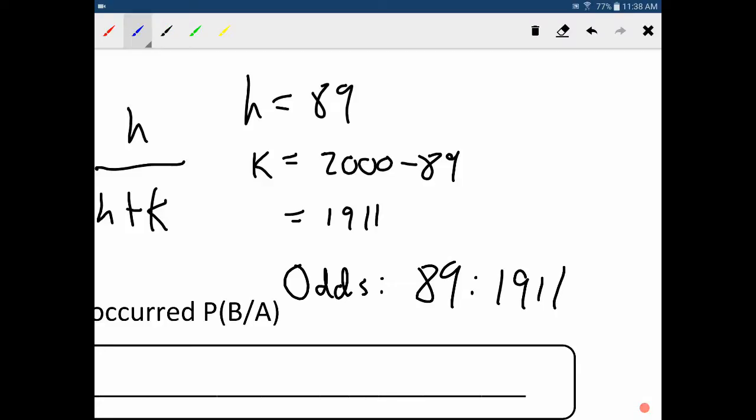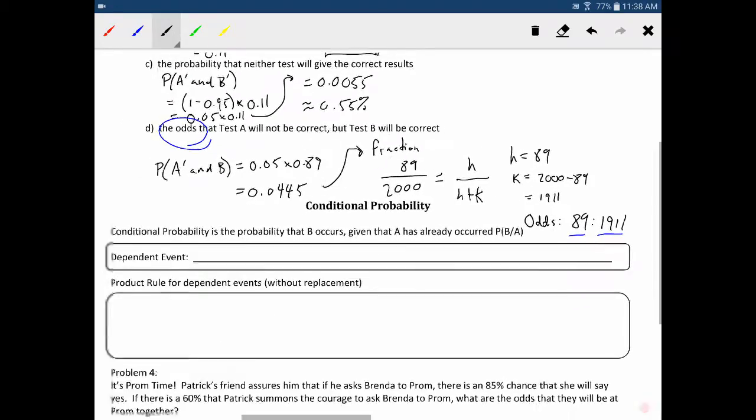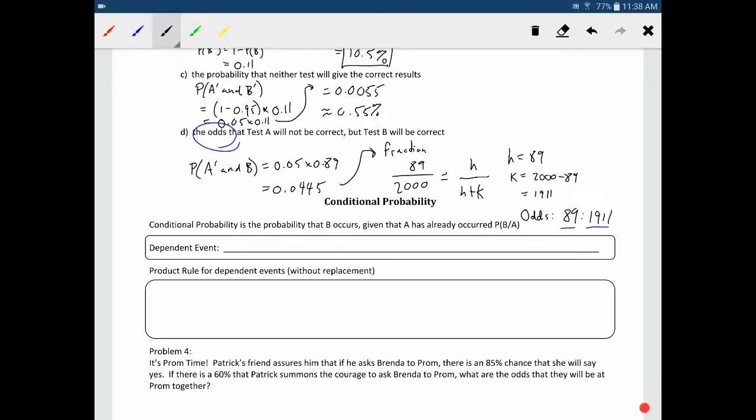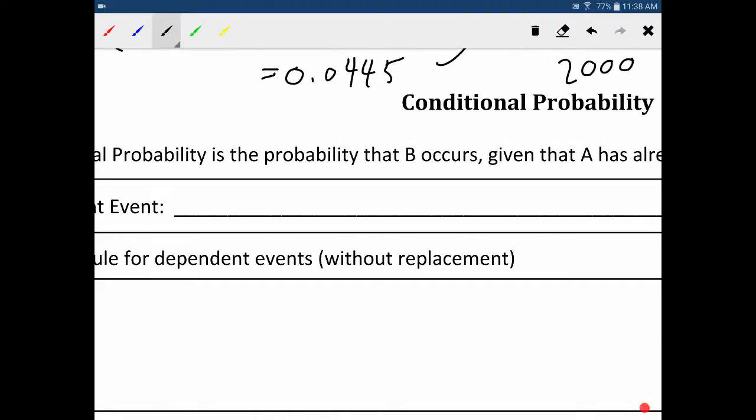So remember, this is the number of ways of success over the number of ways of failure. That's the difference between odds and probability. All right, so let's look at conditional probability. This is when we look at dependent events, what I talked about with the playing cards, where the first event affects the other event. So we're going to say this is one event that depends on another.